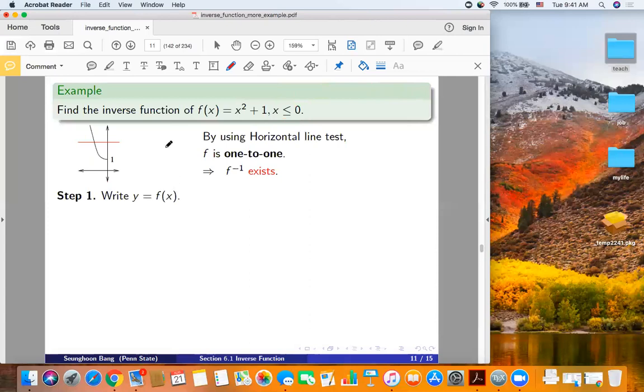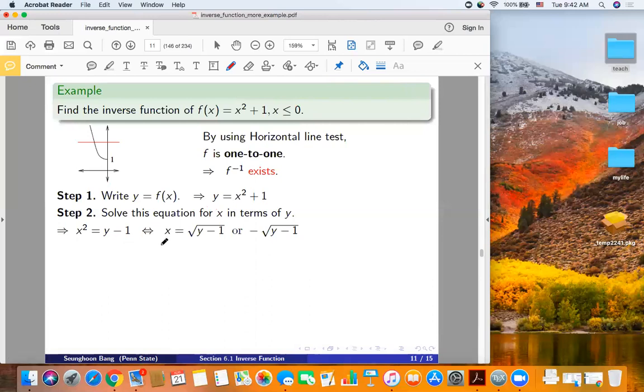I'm going to use the algebraic method. Step 1, y equals f of x. y equals x squared plus 1. Step 2, solve this equation for x in terms of y. So you subtract 1 from both sides. So like this, we have it. So we have two possible answers: x equals the square root of y minus 1, or the negative square root of y minus 1. We have two options, positive or negative.